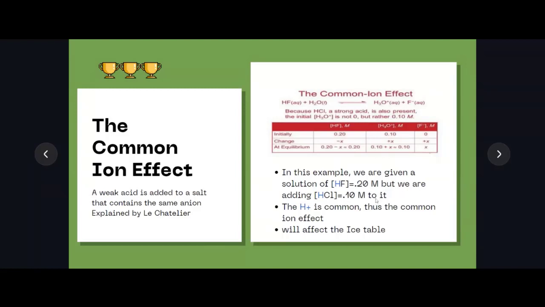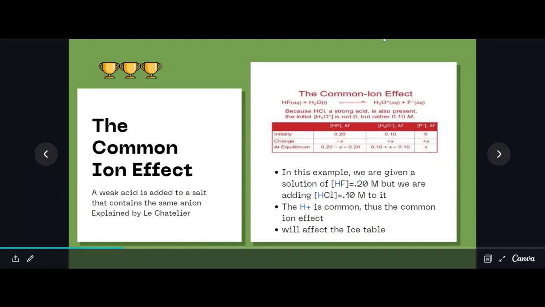So in this case, if you add the HCl, there's a common ion, right? And when you add the common ion, the values will change because of the Le Chatelier principle. When you add something to the system, it will shift to accommodate that change. And it will affect your ICE table. We can go ahead and find that in some numbers, which we'll do in the practice problem session above.